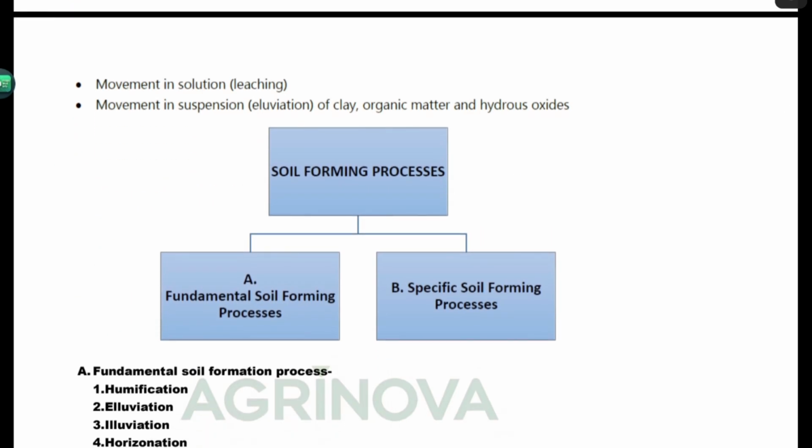So basically this aspect is divided into two movements, that is the leaching in the form of solution, and then suspension of clay, organic matter and hydrous substances or oxides.